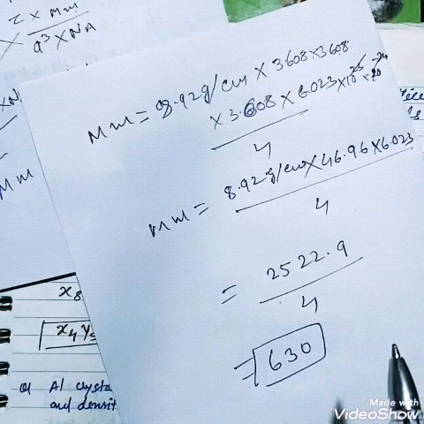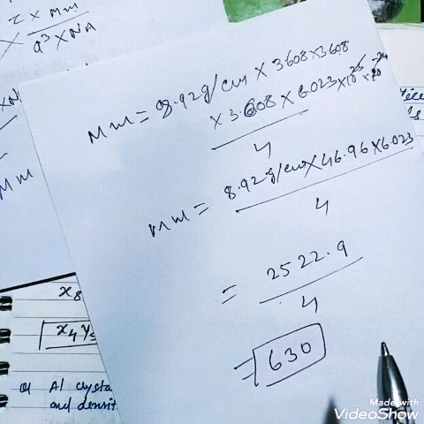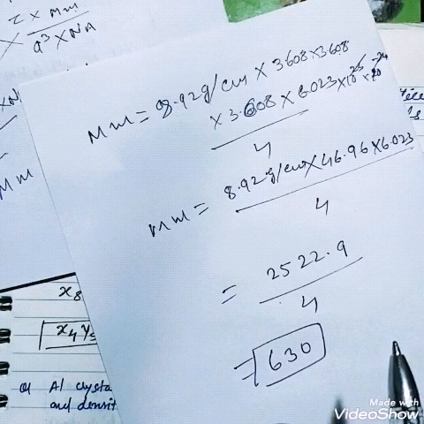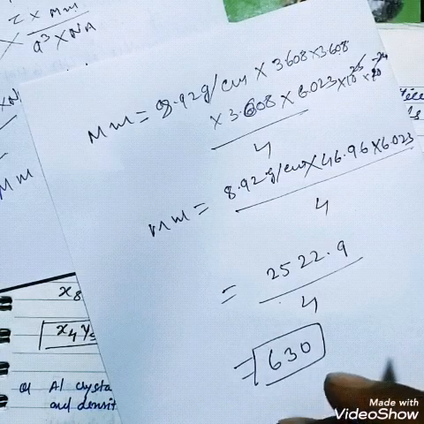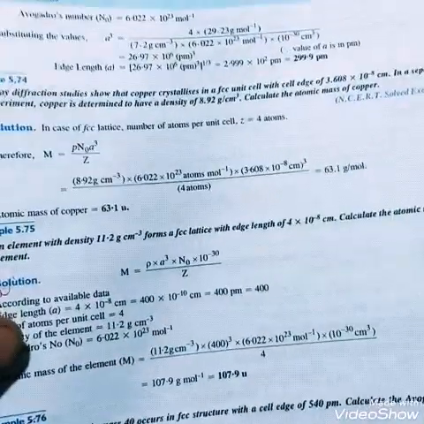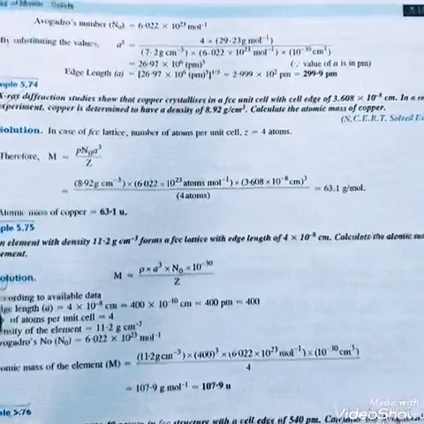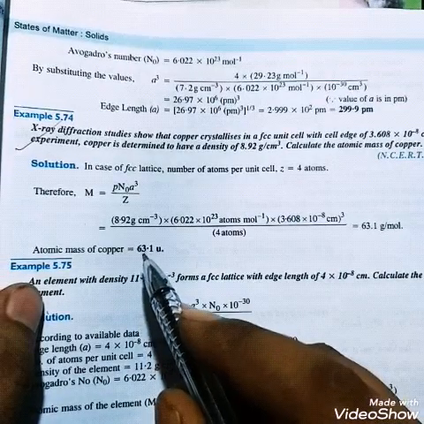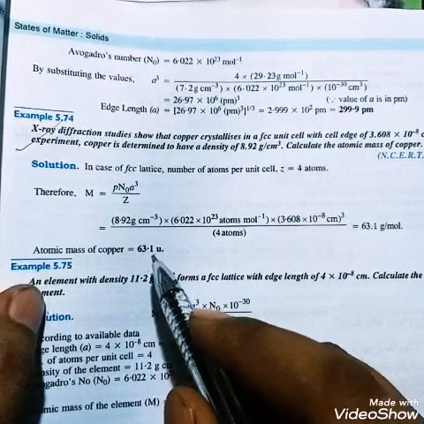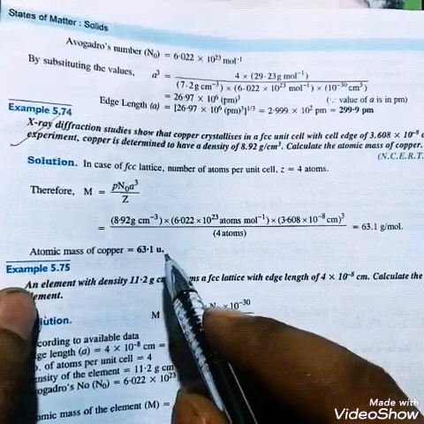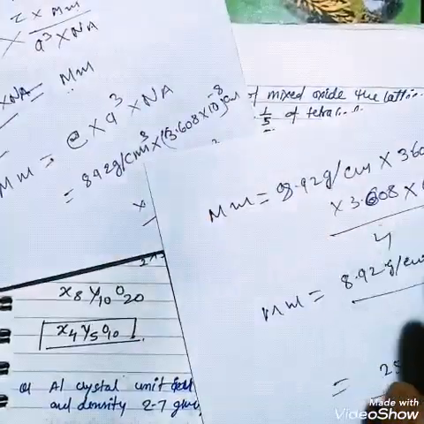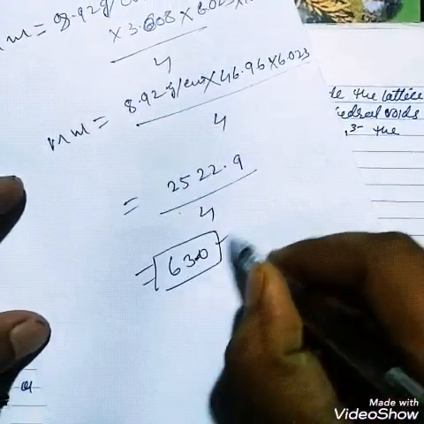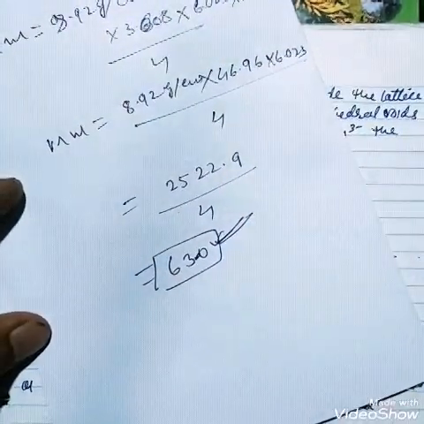Now see here, student, almost the same answer as the diffraction value, that means 6.31. So I am taking the approximate value, and here it is very important. So we calculated almost the same answer.